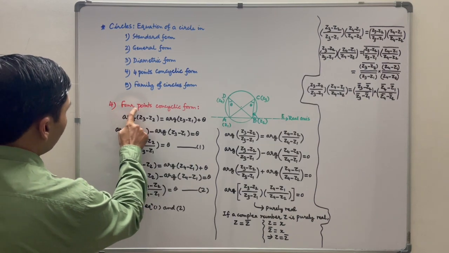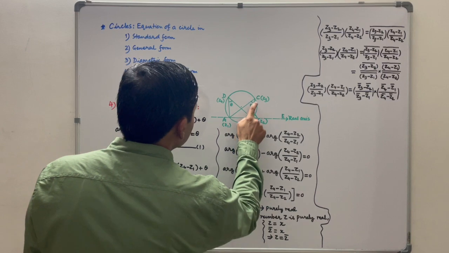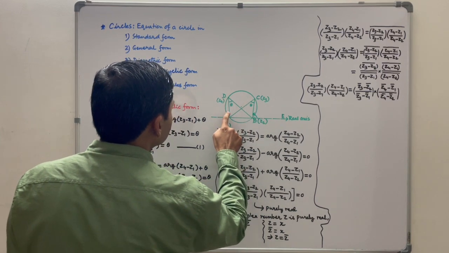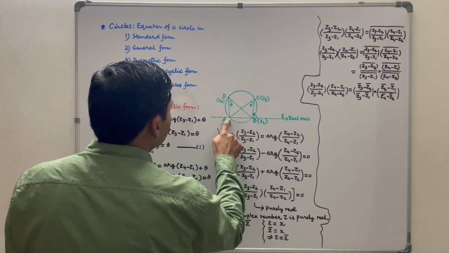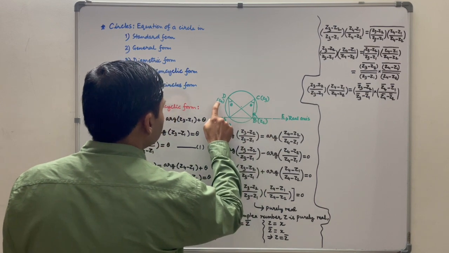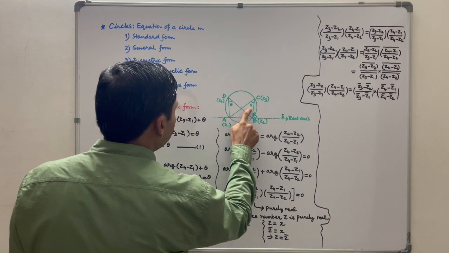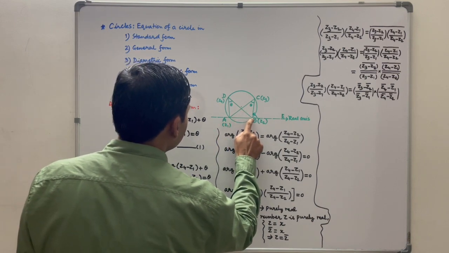The fourth one is the four points concyclic form. Suppose A, B, C, D are four points which are concyclic, that means they lie on the circumference of the same circle. They are represented by complex numbers Z1, Z2, Z3 and Z4. We know that the angles marked by theta are equal, as they are subtended by the same chord AB.